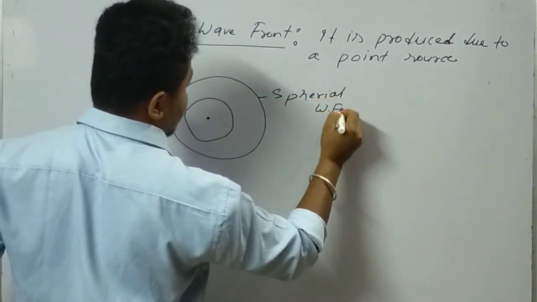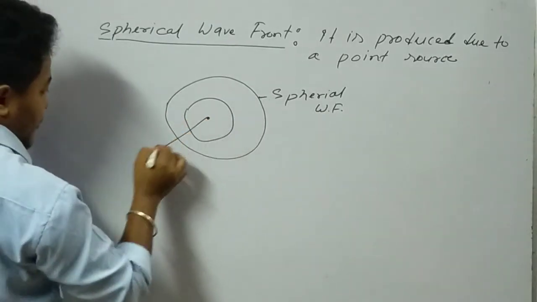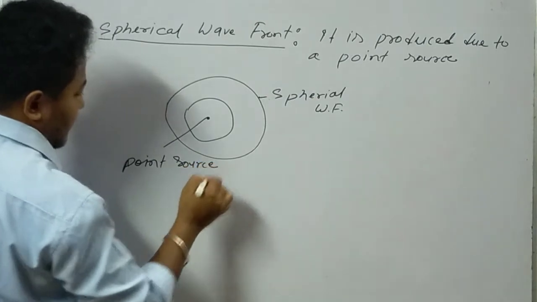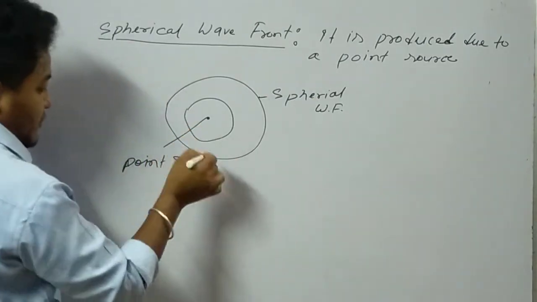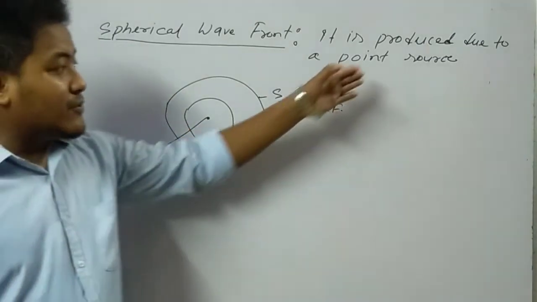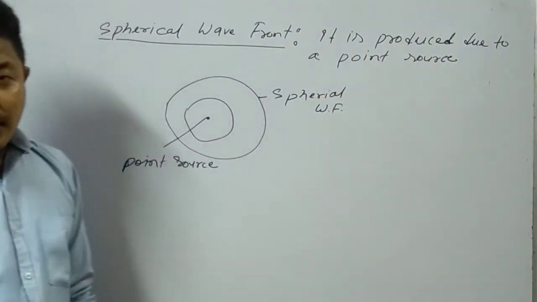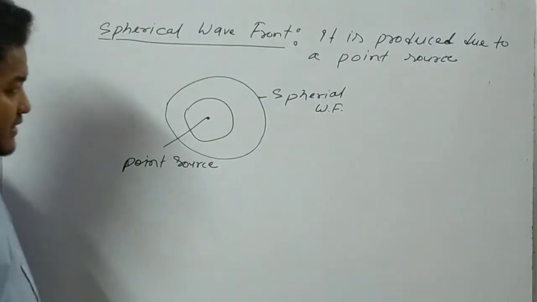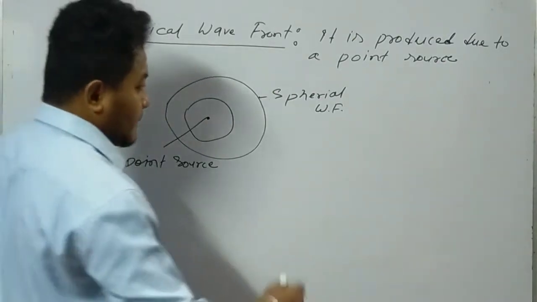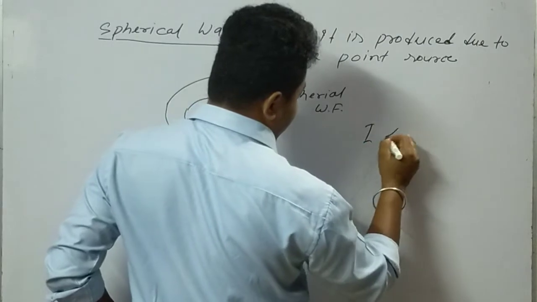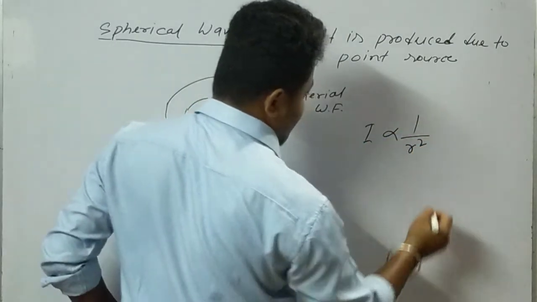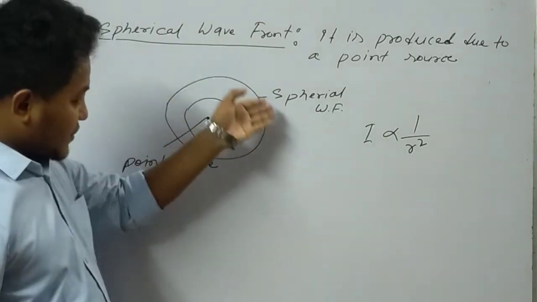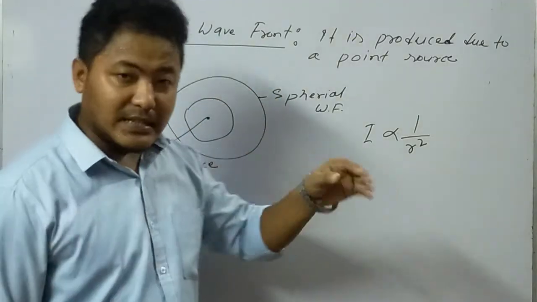This is the spherical wavefront and it is produced for a point source. For a point source, what wavefront is produced? That is your spherical wavefront. Is that clear? And in this case, the intensity of the wavefront will be inversely proportional to the square of the distance. That means as the distance of the wavefront increases, the intensity will decrease.